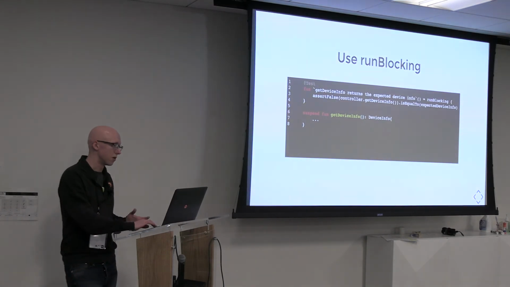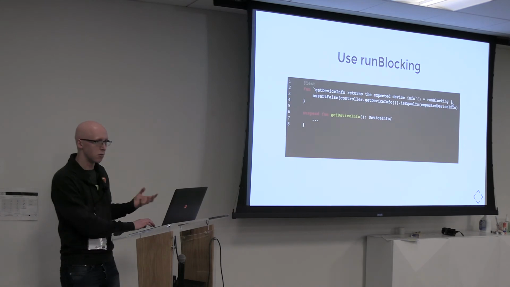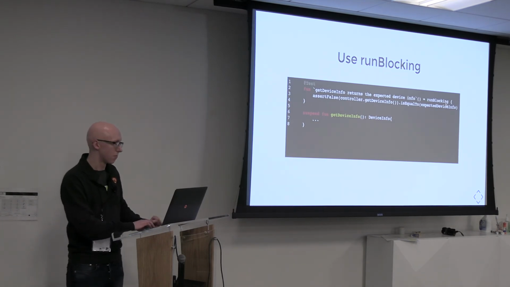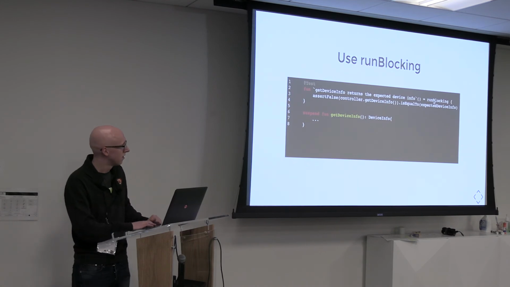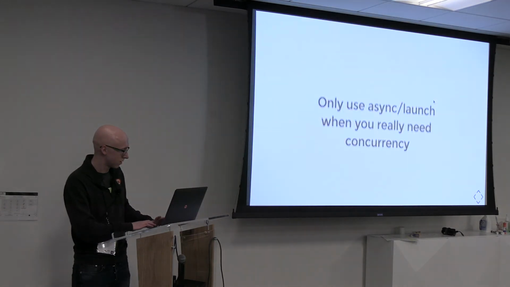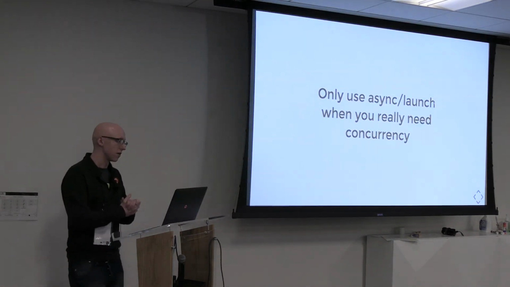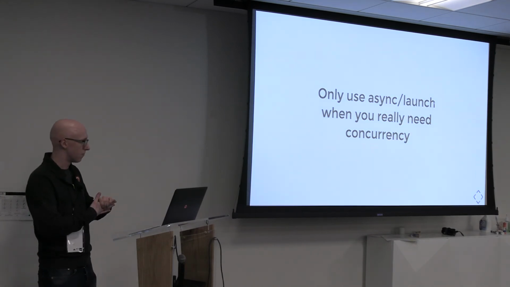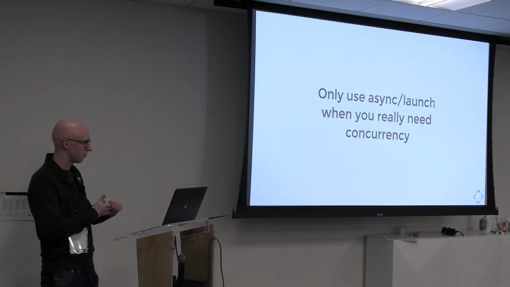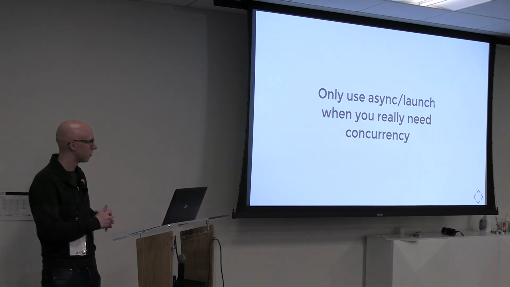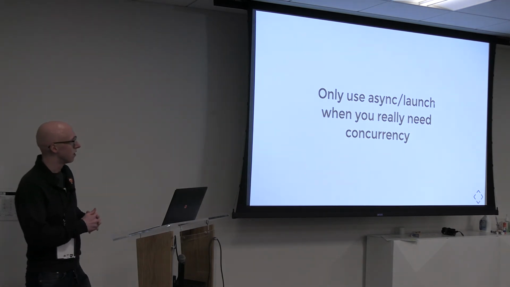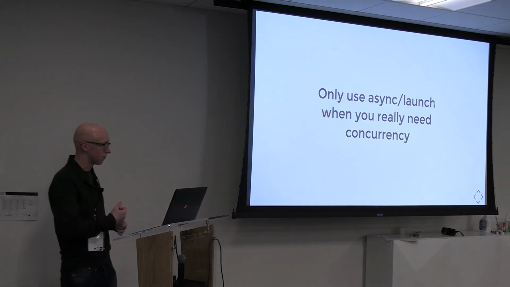And for unit tests, you can just add runBlocking to the start of your unit test, or runBlockingTest, which is in the Kotlin test library that I learned about in the last presentation. It's a bit faster. Really good tip for making your code testable: only use async or launch when you really need concurrency.